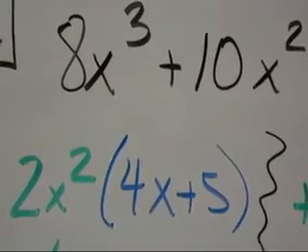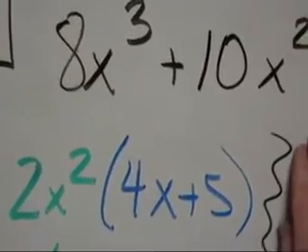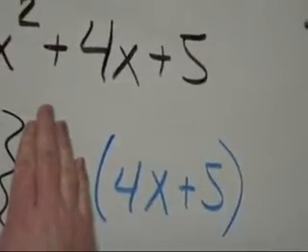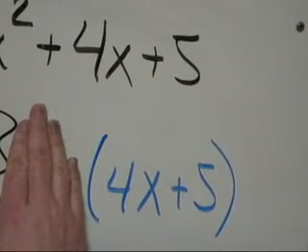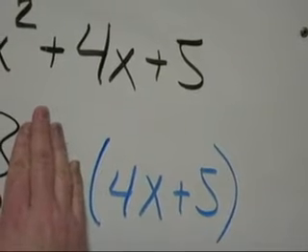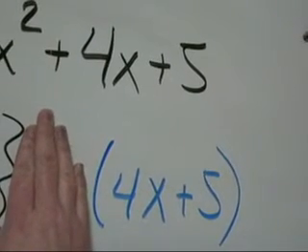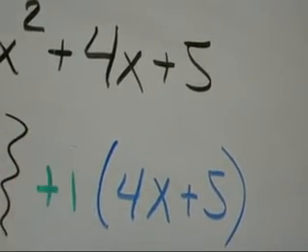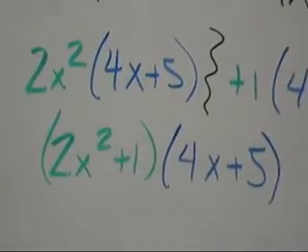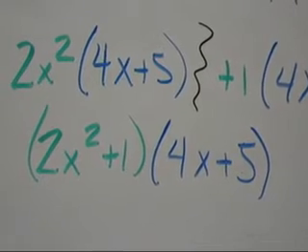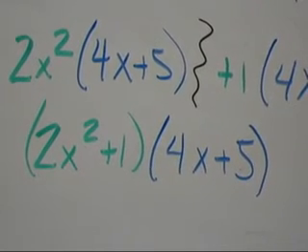Now remember, that binomial in blue has to be taken over to the other side, and now I have to ask myself, what would I multiply the quantity 4x plus 5 by to get the other quantity of 4x plus 5? That's right, just a positive 1. So my 2 binomials that this factors into are 2x squared plus 1 and 4x plus 5.